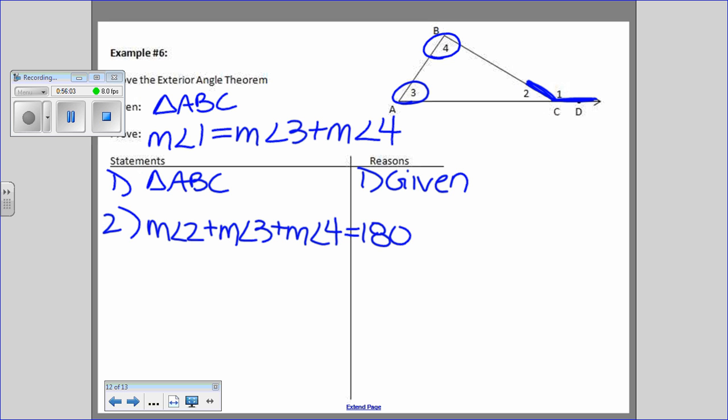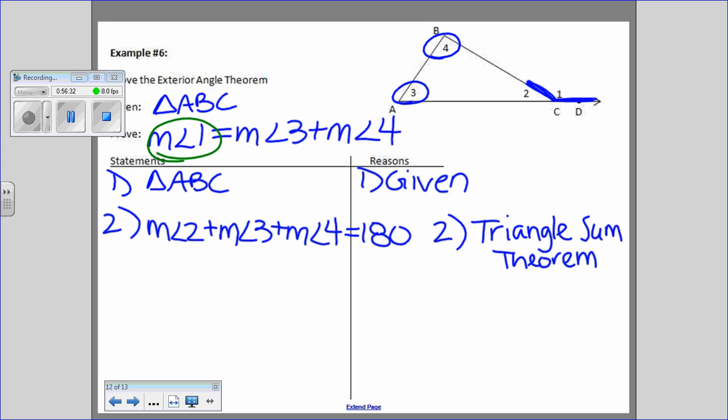What is my reasoning? What did we call them? That's the triangle sum theorem. Okay. Now, we got 3 and 4 mixed in there. We need to figure out a way to get angle 1. Is there anything that you can look at in this picture and you know about angle 1, that you can somehow involve angle 1?